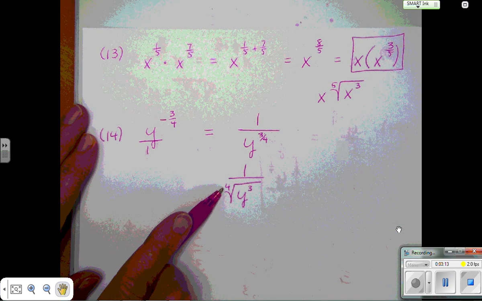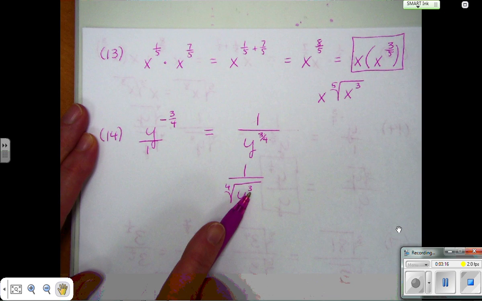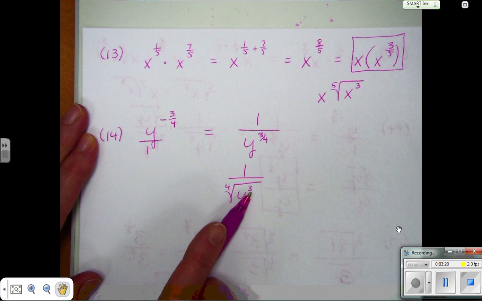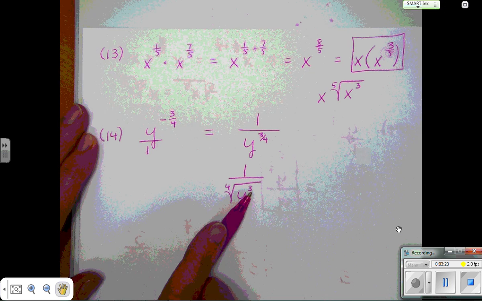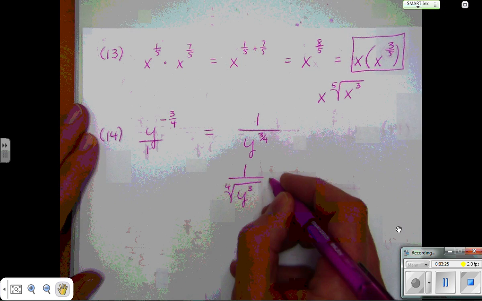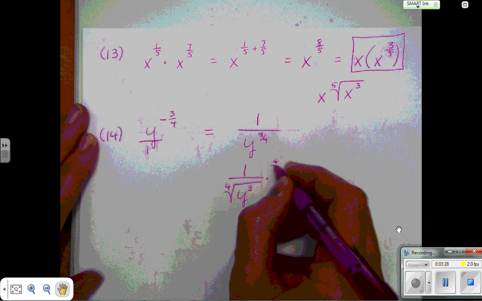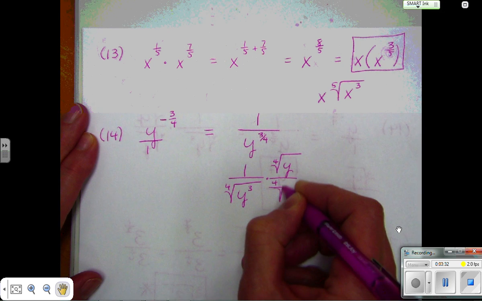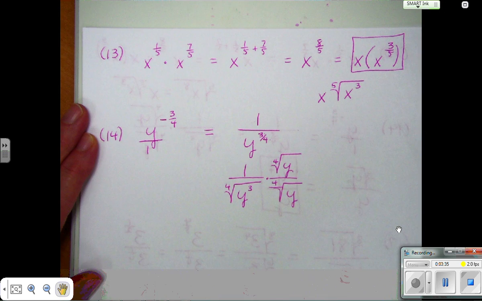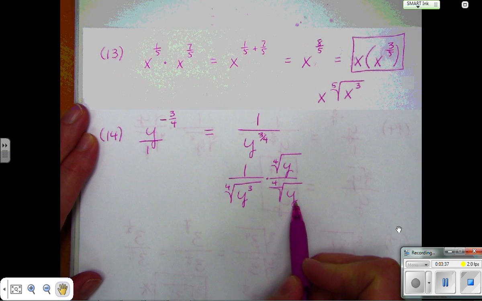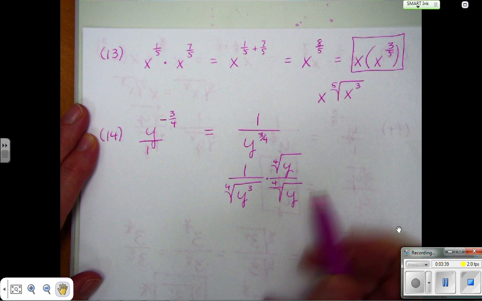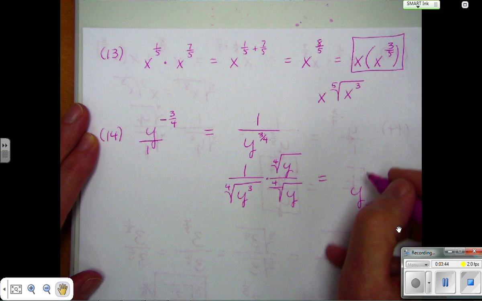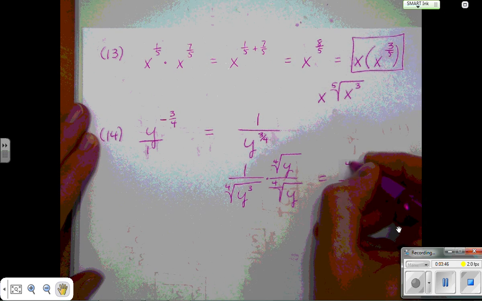Okay, so this 3 tells me that I have 3 factors of y right now. So I need one more factor of y so I can get rid of that root in the denominator. So I'm going to multiply top and bottom by one more factor of y. Okay, so now I have 4 factors of y in the bottom when I multiply them together. So I can get rid of the root in the denominator, it's just y. And in the numerator, I'm going to have the 4th root of y.